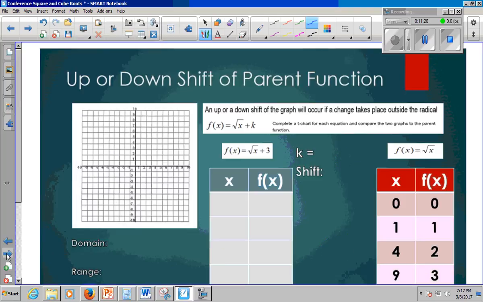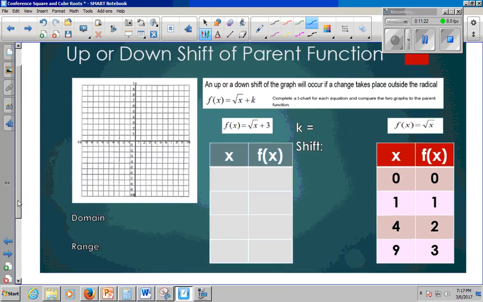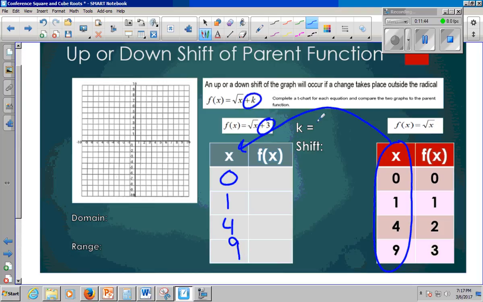Now for our shifts up and down, we're not going to be moving it left or right. We're moving it strictly up and down. So as you can probably guess, we're going to be copying over our x column over here, because again, this is a shift up, not left or right. So here, the k is outside the radical. So in this case, 3, it's going to be a shift 3 up, right? So it's the same direction this time.